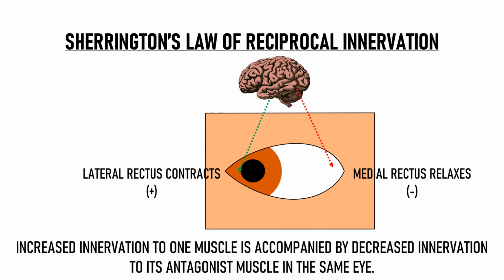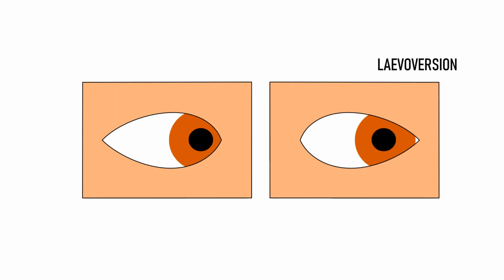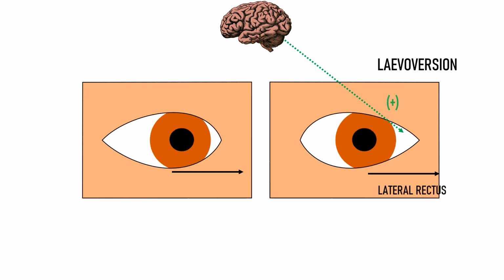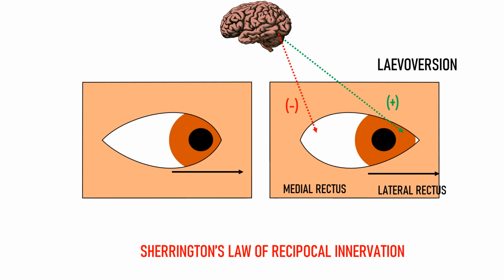So let's see how these two laws of ocular motility, Herring's law and Sherrington's law, are obeyed in any cardinal position of gaze. For example, when the eyes move in levoversion, that is both the eyes look to the left side, the left eye has to abduct and the right eye has to adduct. So the brain sends signal to the left lateral rectus to contract. At the same time, following Sherrington's law of reciprocal innervation, the brain also sends signal to the left medial rectus to relax. And again, at the same time, the brain sends signal to the yoke muscle of the left lateral rectus, which is the medial rectus of the right eye, to contract.